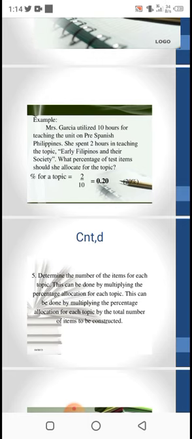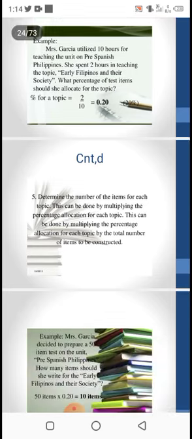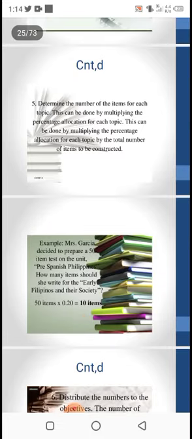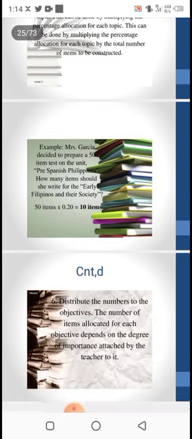Fifth, determine the number of items for each topic. This can be done by multiplying the percentage allocation of each topic by the total number of items to be constructed. Example: Mrs. Gracia decided on the preparation of a 50-item test on the unit pre-Spanish Philippines. How many items should she write for El Filipinos and their society? You have to take 50 items times 0.2, which is equal to 10 items.